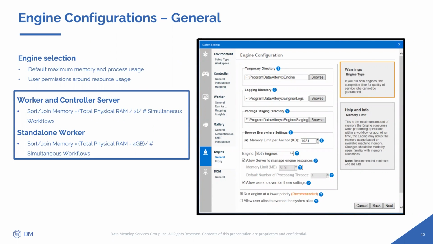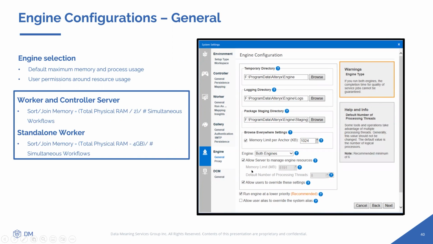If it's a multi-node environment and the machine has only the worker, then we just have to get the total physical RAM and exclude 4 gigabytes, which is the amount used by the Windows Server installation, and then divide by the number of simultaneous workflows. The default number of processing threads defines the number of processing threads, tools, or operations it can use. So generally, it is the number of logical processors on your machine.